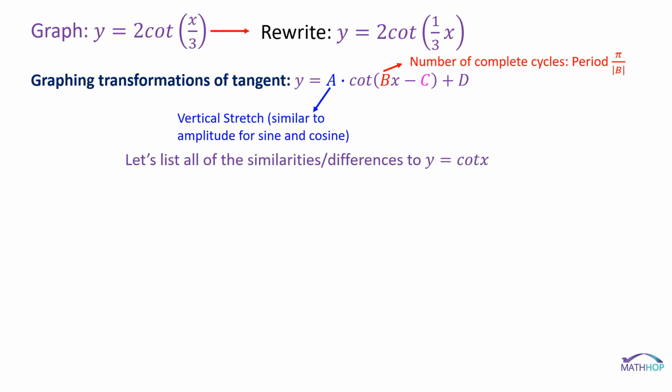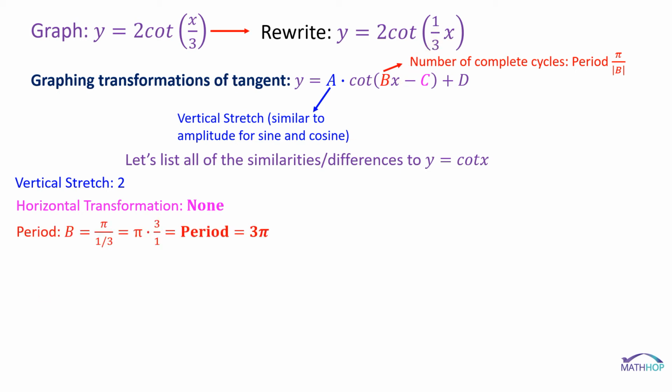Let's list all the similarities and differences to our parent function. Vertical stretch by a factor of 2. We'll see that when we graph it. It'll be very similar to that tangent vertical stretch of 3. Horizontal transformation: there is no horizontal transformation because there's no c value, but it doesn't mean we're not doing anything horizontally, and you'll see what I mean in a minute. The period: the period is not pi, not the same, because we have a b value. So we find the period by saying pi divided by 1/3, which is really pi times 3 over 1, which is 3 pi. This should make sense. You're seeing 1/3 of what you used to see.